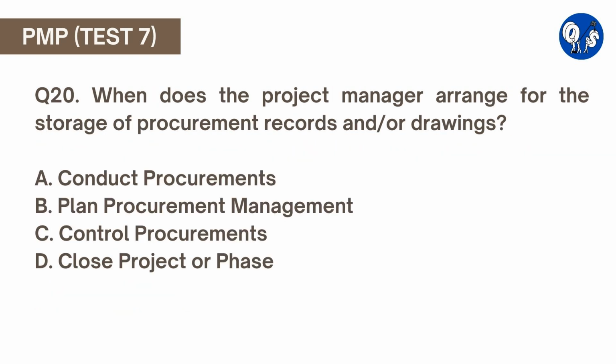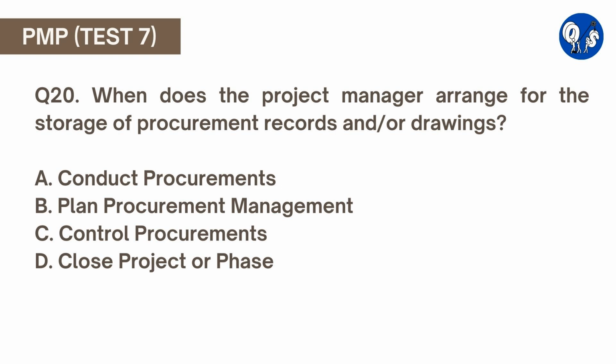Question number 20. When does the project manager arrange for the storage of procurement records and or drawings? A. Conduct procurements. B. Plan procurement management. C. Control procurements. D. Close project or phase. Here option D is correct. As part of project integration management, procurements are closed throughout the close project or phase process. Project documents are an integral part of the close project or phase process. To close the contract, all procurement documentation is collected, indexed, and filed.